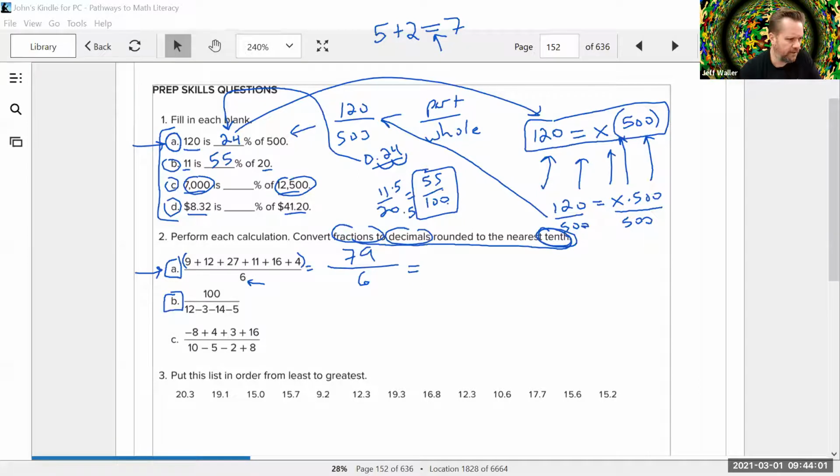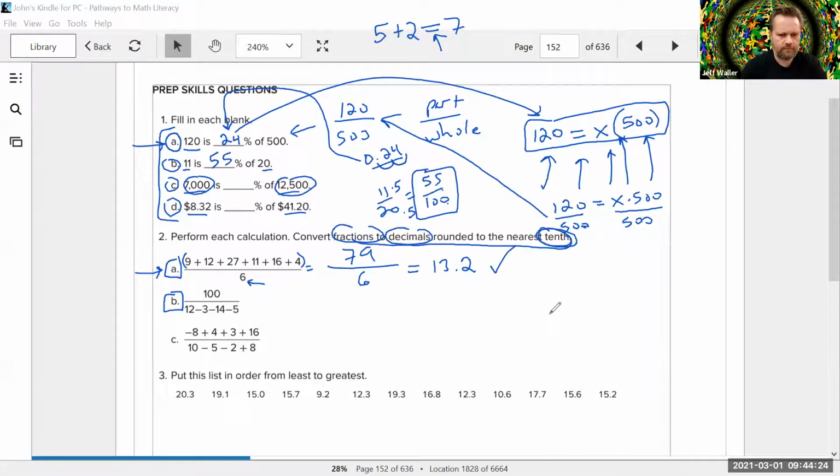All right, the top is definitely 79, right, when you add those together. Is everybody cool with that? Okay, here we go. So you get 13.166666, is that right? So then you round it to the nearest tenth, which is 13.2.